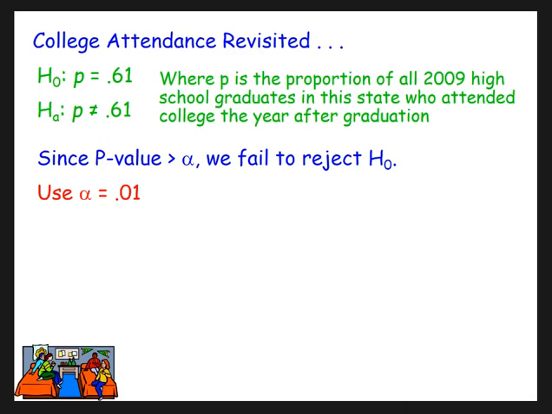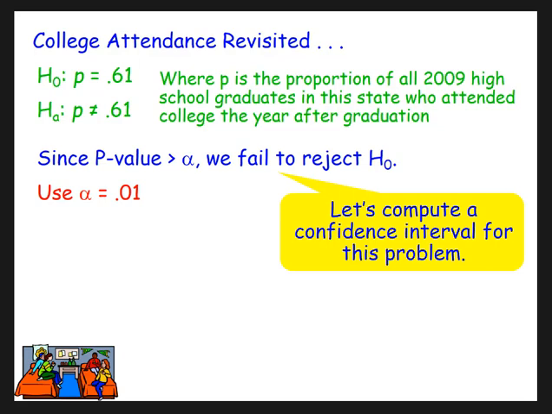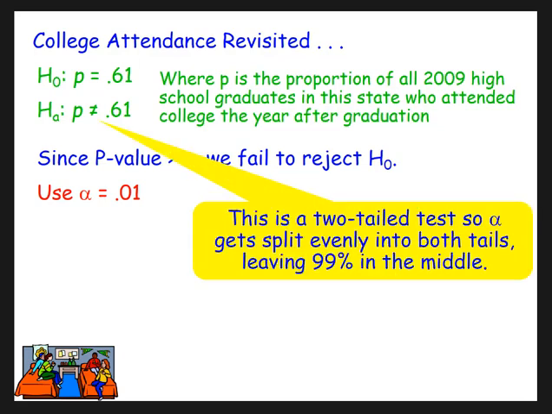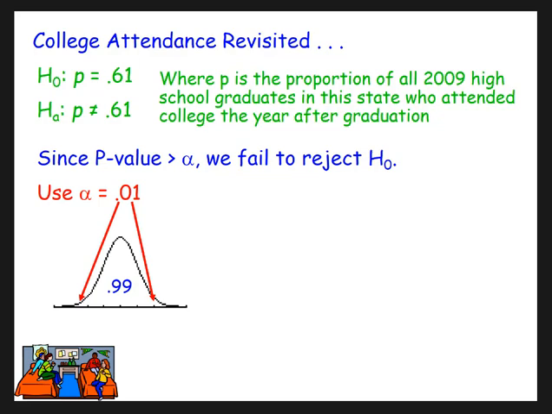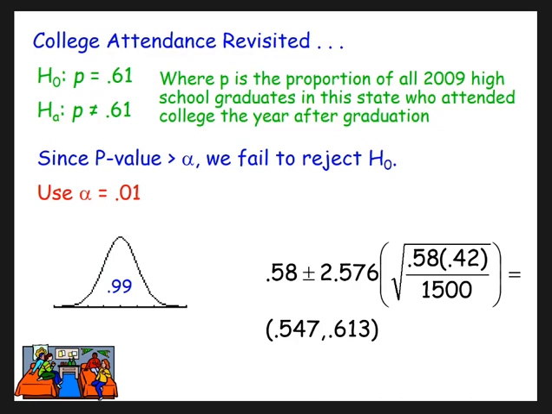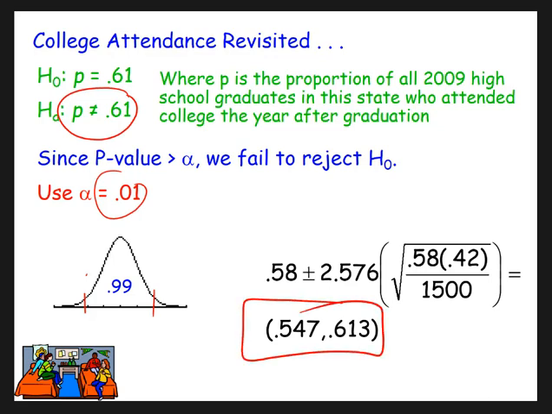So, the college attendance problem revisited. Let's compute a confidence interval for this problem. The data given, again, is alpha of 0.01. Oh, this is already split because it's a two-tail test, so that 0.01 is already split to the two sides, and we don't have to double it. So it is going to be a 99% confidence interval. It goes from 0.547 to 0.613. Notice 0.60 is in the interval.